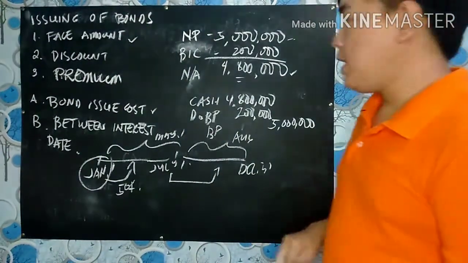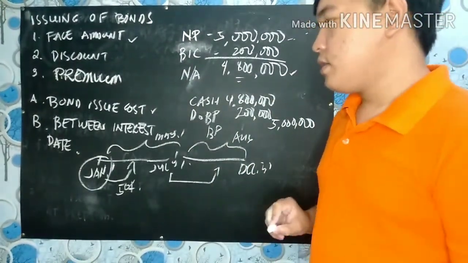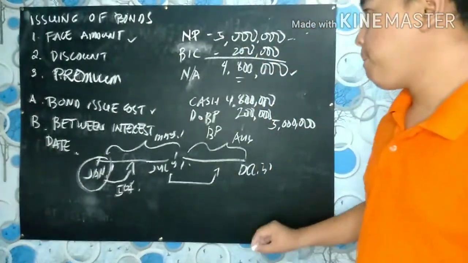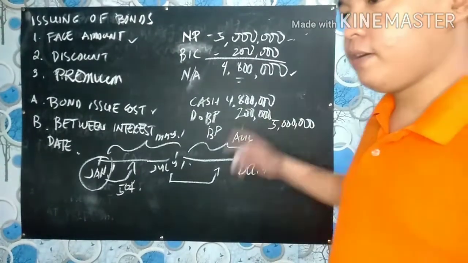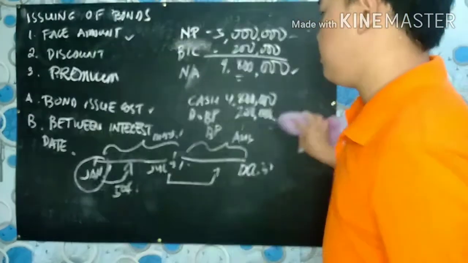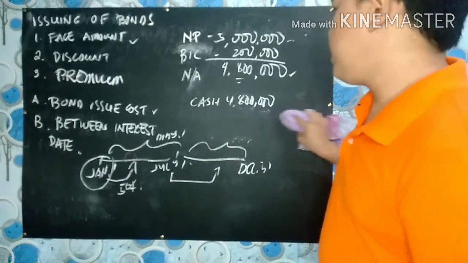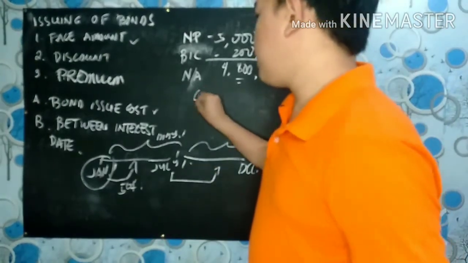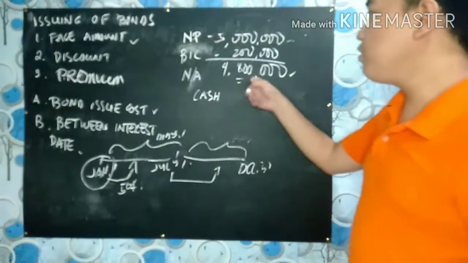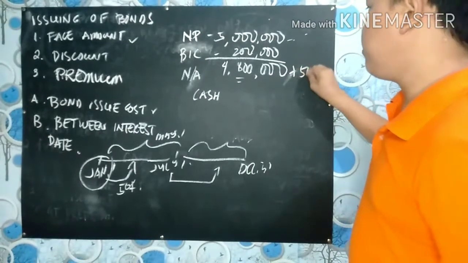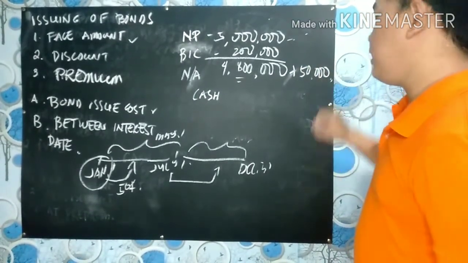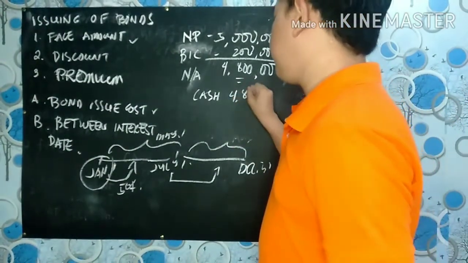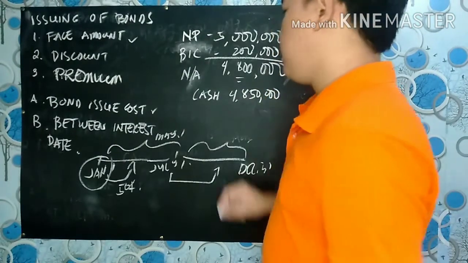So, ito pa rin yung example natin, yung 5 million. Paano yung magiging entry natin dyan? Ang magiging entry natin dyan is, debit tayo ng cash. Itong 4,800, pa-plus natin to ng 50,000. Okay? 4,800 plus 50,000, of course, 4,850. Okay?